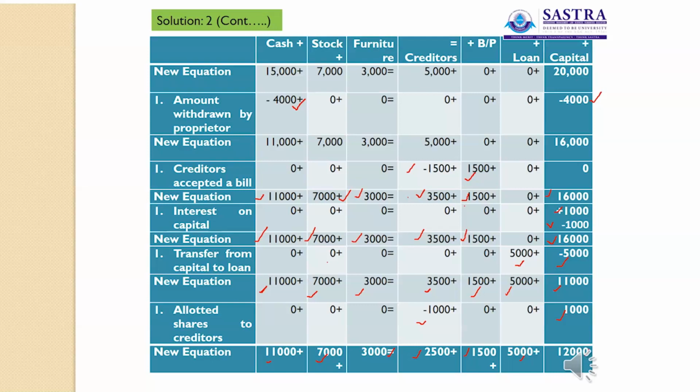So what is that value? Here 11,000 plus 7,000, 18,000. 18,000 plus 3,000, 21,000. So here the total value of asset is 21,000. Here 2,500 plus 1,500, 4,000. 4,000 plus 5,000, 9,000. 9,000 plus 12,000, 21,000. So here also the liability side is 21,000.